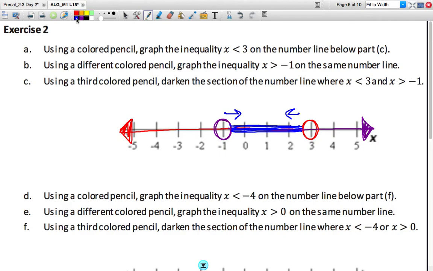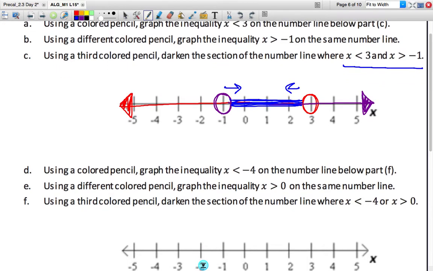So if you were ever asked to graph this, the correct answer would be a number line with those 2 points, and you would have an open circle, and just that shaded part in between. You wouldn't want all this other extra shading that you had on this original problem.